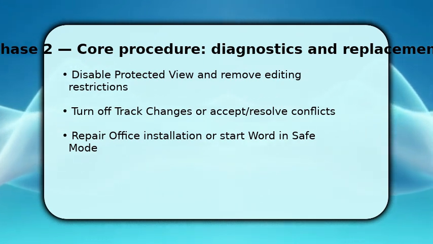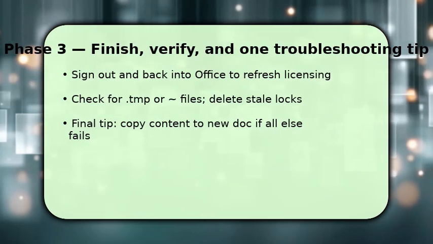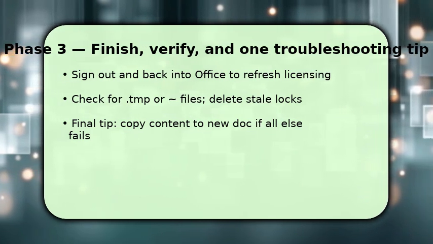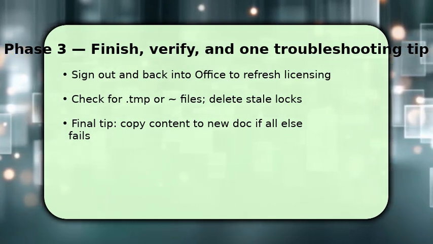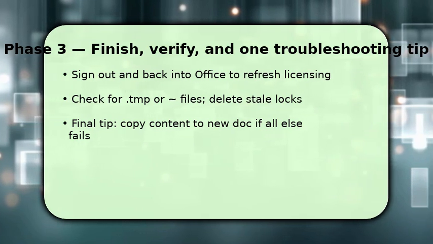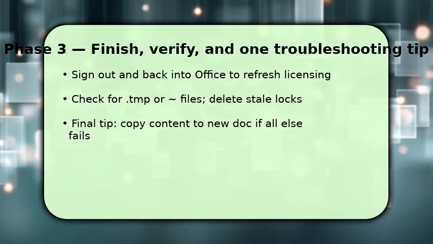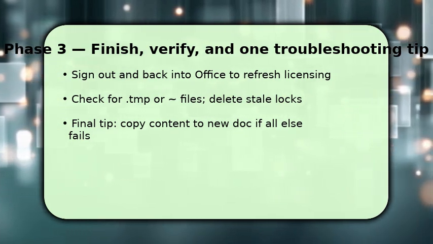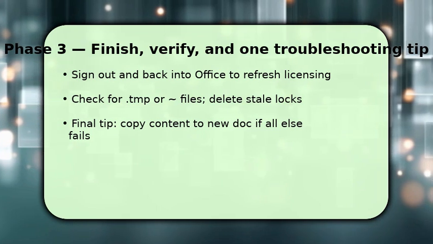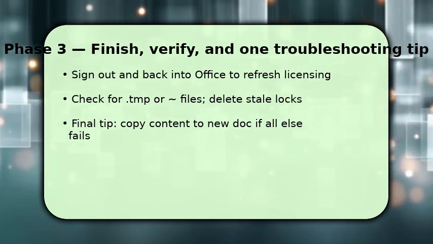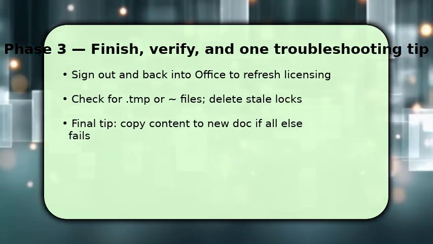and then restart Word. Finish by resolving account or file locks, because licensing or stuck temporary files can silently block editing. Sign out of Office and sign back in to refresh your license and cloud permissions. This often restores edit rights. Look in the file folder for tilde or TMP files and delete stale locks, then reopen the document.